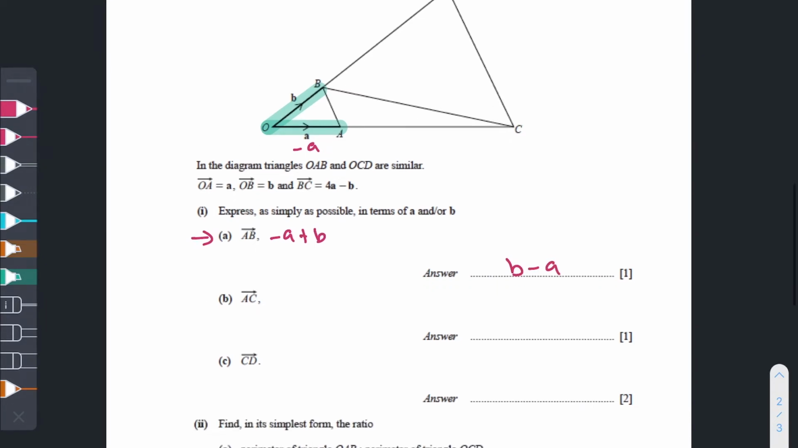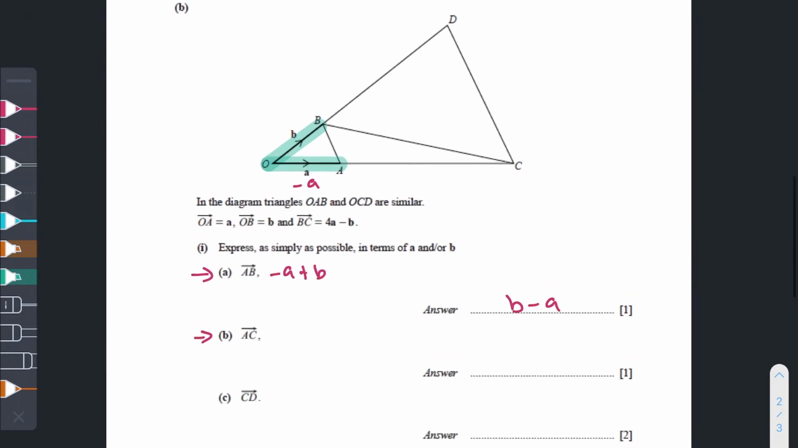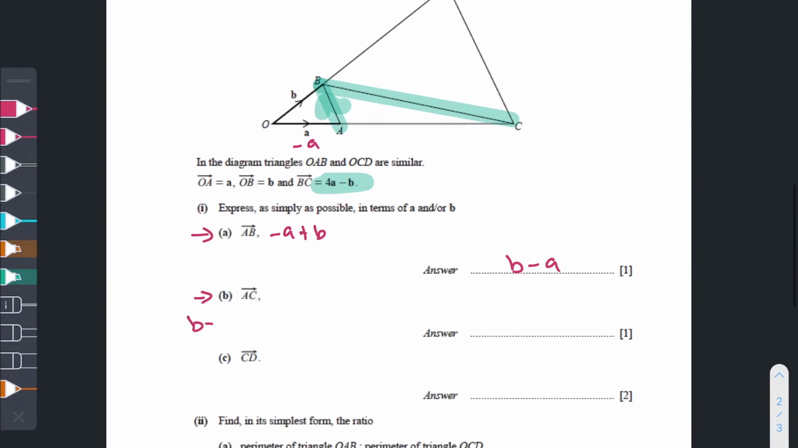The next column vector is AC. In order to go from A to C, you would need to go from A to B. We already have that vector. And then from B to C. They have given us this vector over here, which is BC. So we just add the two. You do B minus A, that is the column vector of AB, and you add 4A minus B to it. When you simplify this, this becomes 3A, and that's your answer.